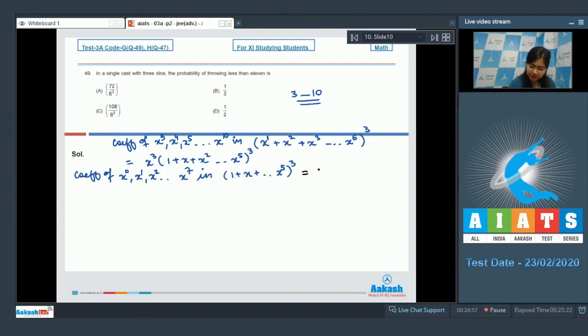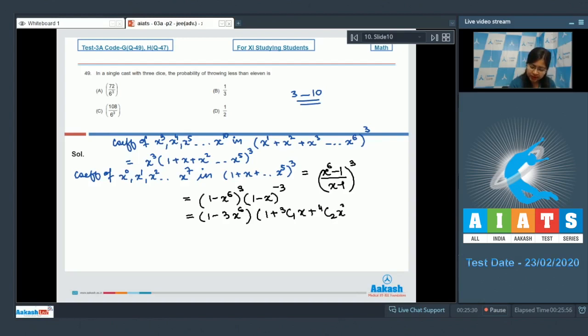Now this is a GP, so we can write it equal to (r raised to the power n minus 1) upon (r minus 1) whole cube. That is (1 minus x^6) whole cube into (1 minus x) raised to the power minus 3. So this is equal to 1 minus 3x raised to the power 6. The next term is not required, so let's not write it. Into 1 plus 3C1 into x plus 4C2 into x square plus 5C3 into x cube and so on. Right?